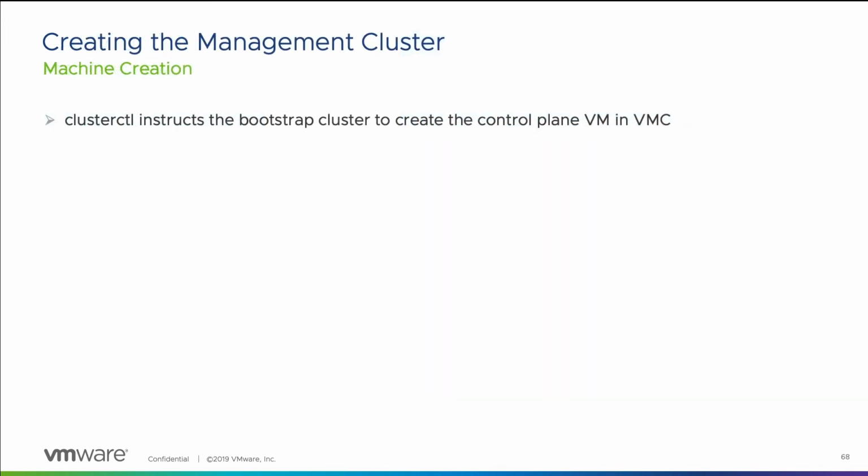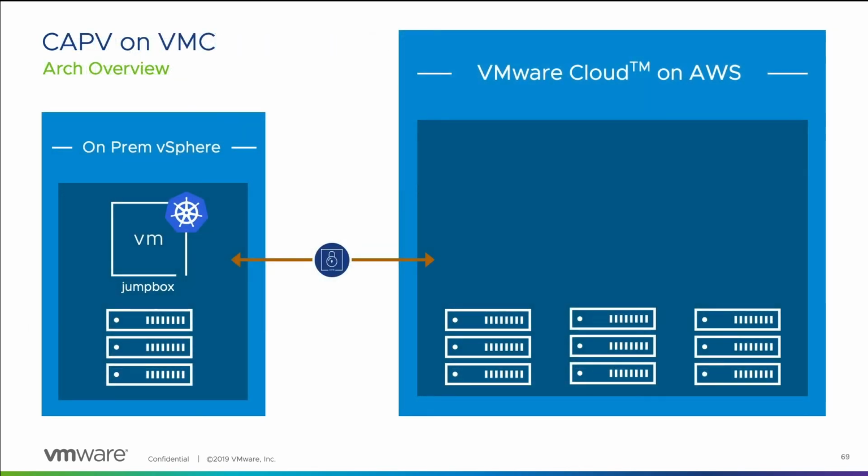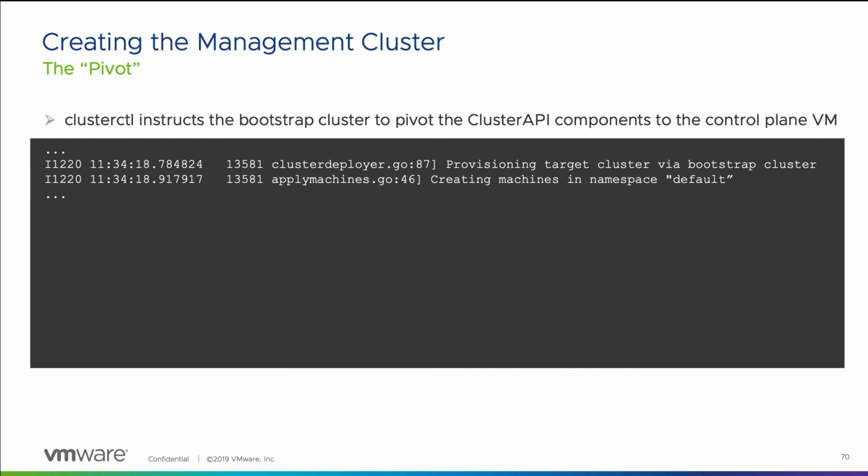Now clusterctl instructs the Bootstrap cluster to create the control plane virtual machine in VMC. This is the VM in our VMC environment that's going to serve as the management cluster. If we have a look at the output of our clusterctl command, we're provisioning the target cluster via the Bootstrap cluster. So we're using the Bootstrap cluster to provision the management cluster, and we're creating the machine in VMC. If we look at our diagram, now we have a new VM in our VMC environment that will serve as our capv management cluster.